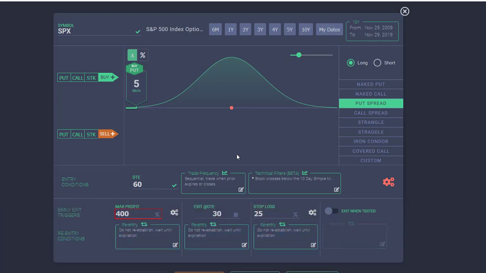This isn't the only way to hedge yourself, but I found this is a pretty easy way to hedge a ticker you may already be trading.